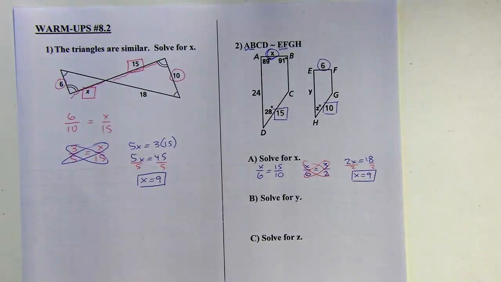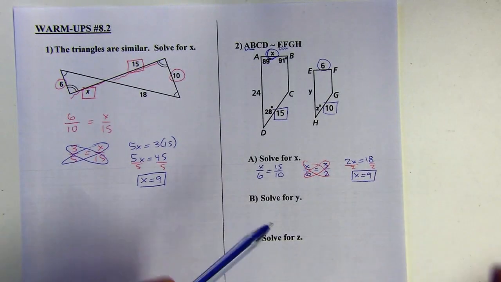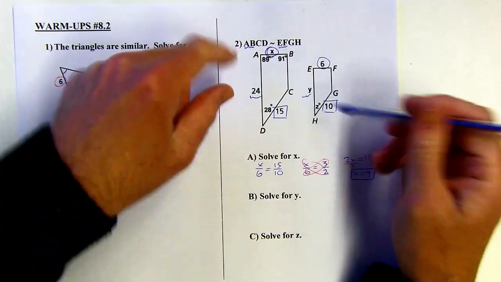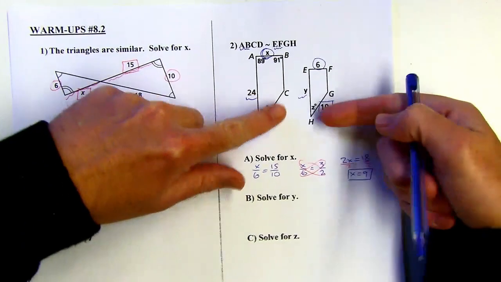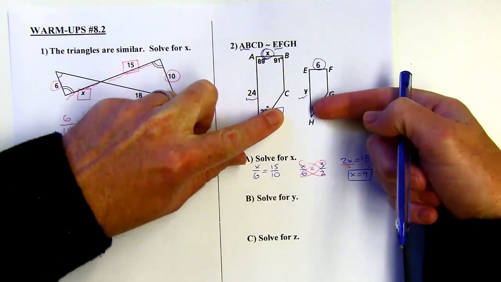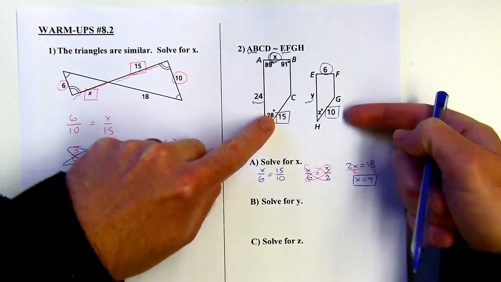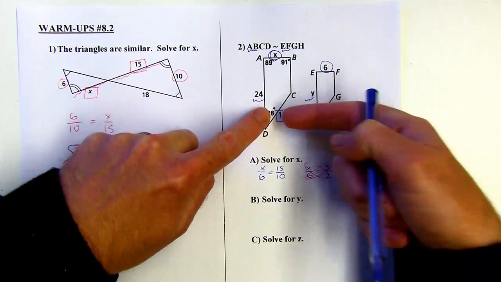Okay. Solving for y is the same kind of thing, except I'm going to use these two pieces. So the y is going to match up with the 24. Again, I could set these equal to x over 6. Now that I know x, that would actually work. But I'm going to use these and these. So I'm going to say 24 is to y as 15 is to 10.